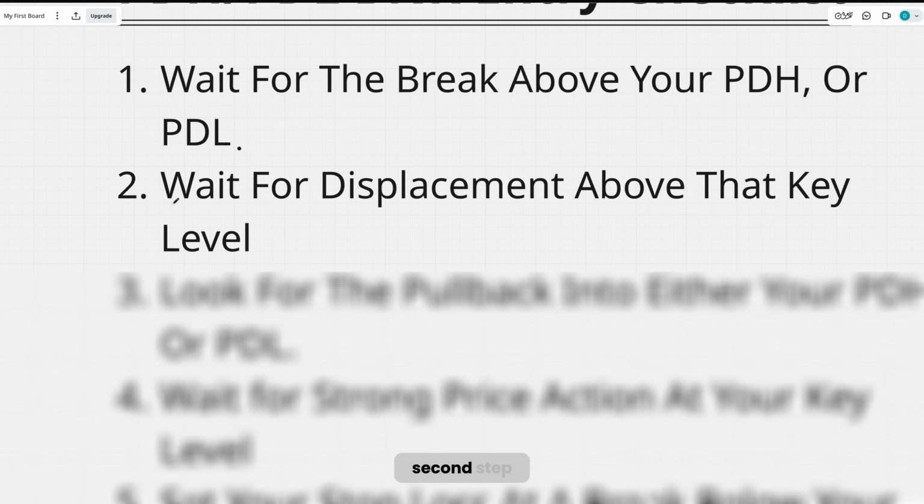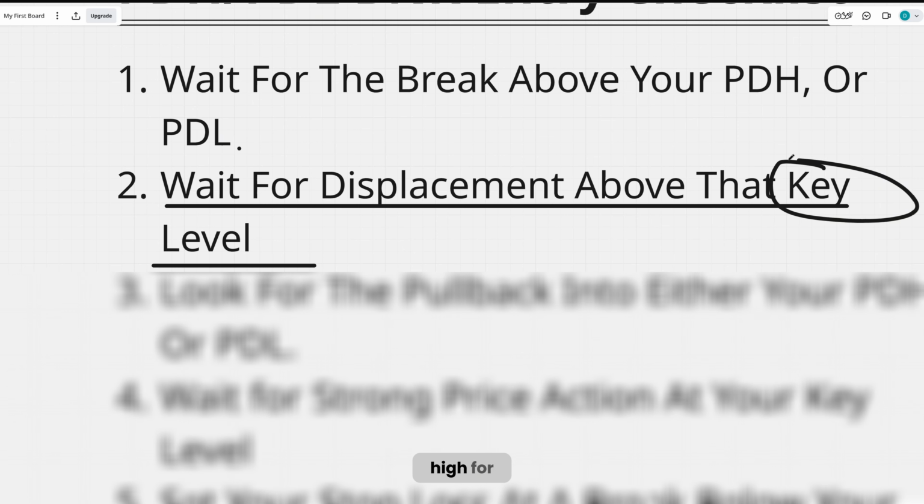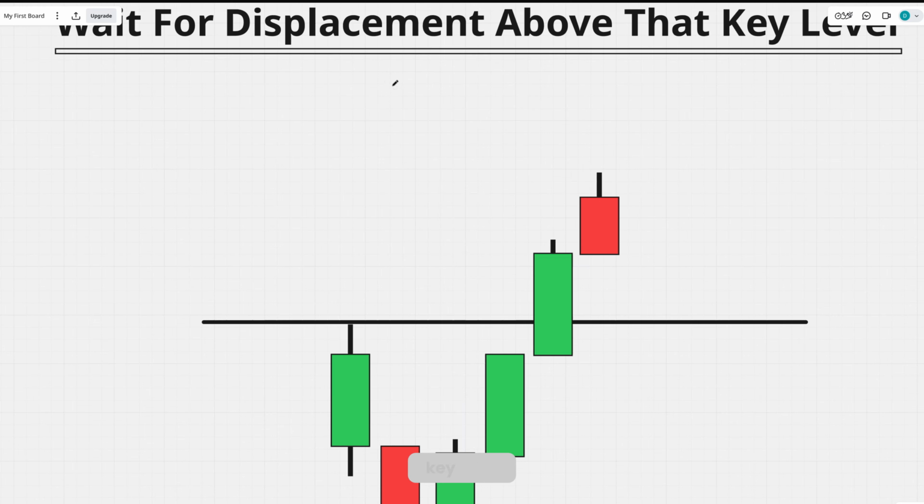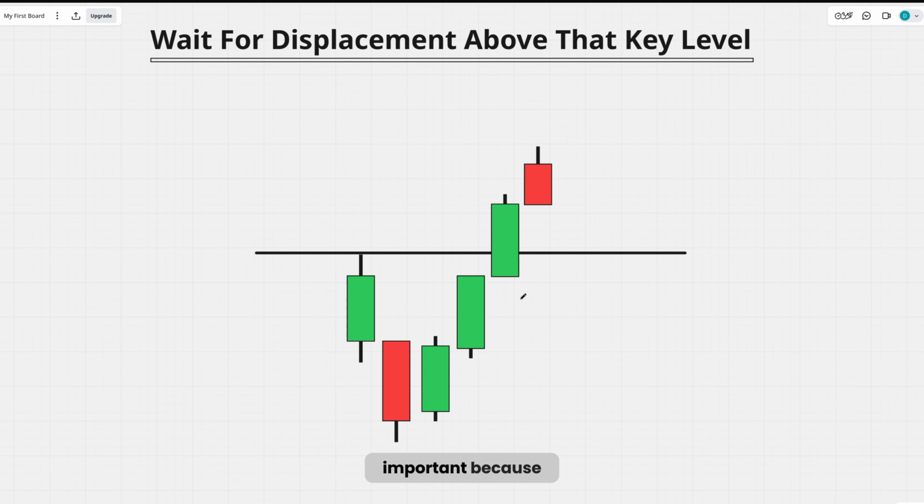Now, the second step you're going to be looking for is waiting for displacement above that key level, being your previous day high for this example. Waiting for displacement above the key level that you're trading is extremely important because, as you can see, we had this breakout. Like I said, a strong candle closure is an indication of strength. We want to see that at that key level. We had this displacement candle showing that we had a clear up close candle followed by a potential pullback in towards our previous day high, which we'll go over in the next step. But you're looking for this displacement above your key level. As you guys can see, we placed in this red candle showing that we're potentially looking to come back and retest this level to push towards the upside.